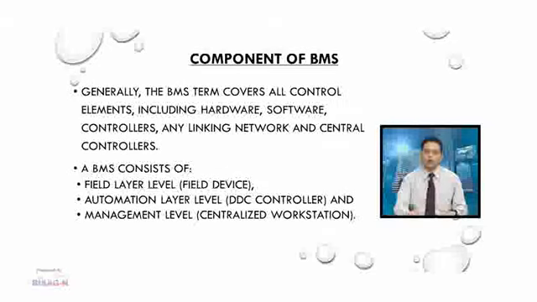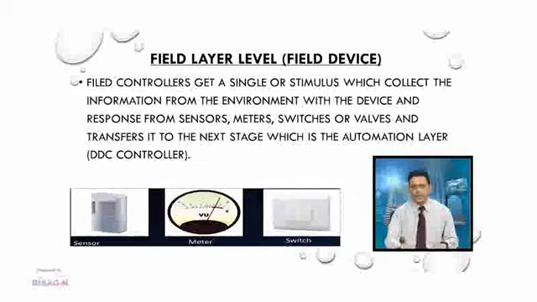Now we come to the components of the BMS. It generally covers the hardware, the software and the control units which can be centrally controlled. Then the BMS consists of the field layer, the automation layer and the management level. Now we come to the field layer. The field layer of the building includes the switches that give us the signal in case of malfunction to the staff for maintenance. It can be the security systems, etc.